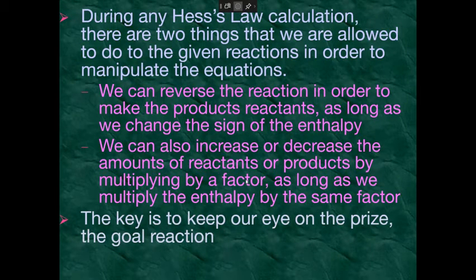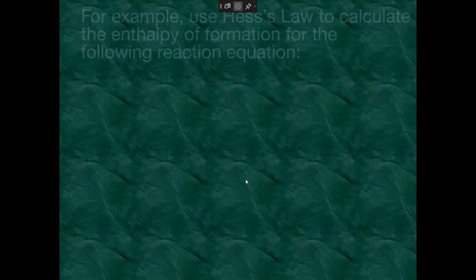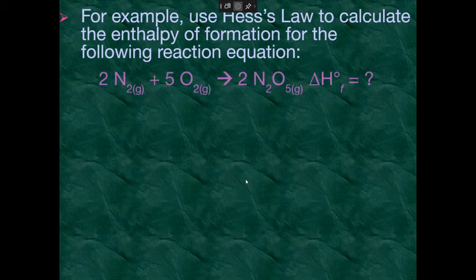We're going to keep our eye on that goal reaction, which is always going to be our destination. So they're going to give you, this is the reaction we're hoping to get to, and these are our known equations. Let's see what that looks like. So here's our reaction. I want to find out how much energy is exchanged by forming N2O5.